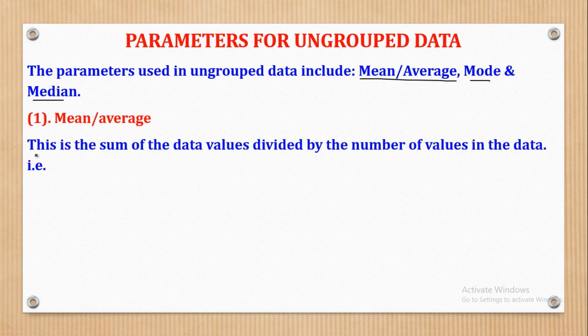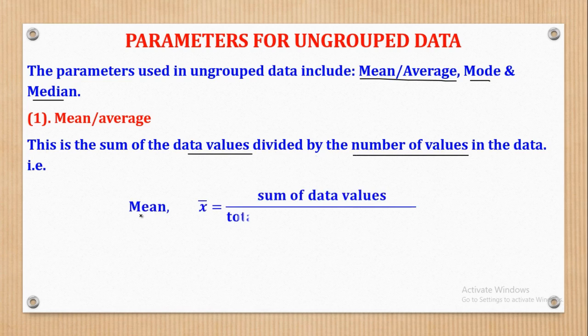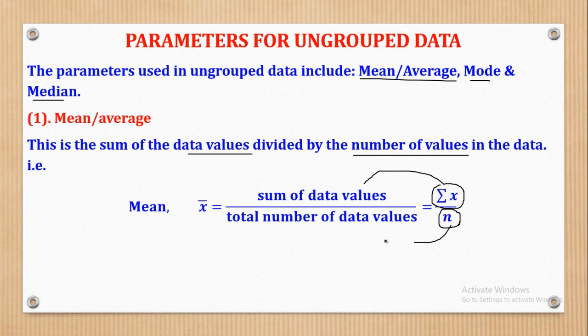So for mean, we shall say that this is the sum of the data values divided by the number of values in the data. In other words, mean can be given by the formula sum of data values over total number of data values. So this summation of x will denote the sum of all the data values, and the n will denote the number of the data values. In other words, mean is given by the formula summation x over n.